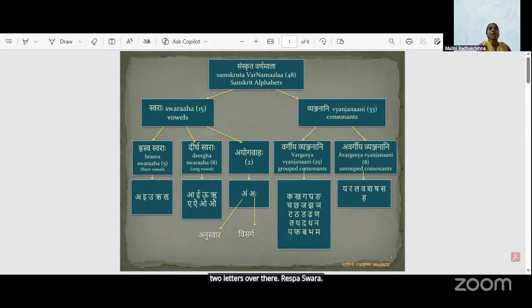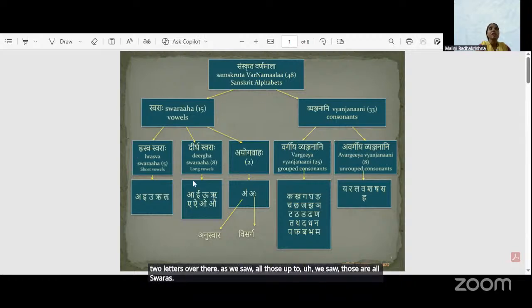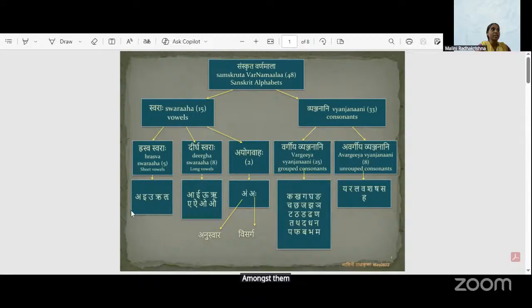Of all the swaras we saw, the Hrasvaswaras are a, i, u, R, L. R I have also included here, but usually it is not considered. If you observe these five letters, we need only one matra kala to pronounce them: a, i, u, R, L. That's why they are called Hrasvaswaraha.